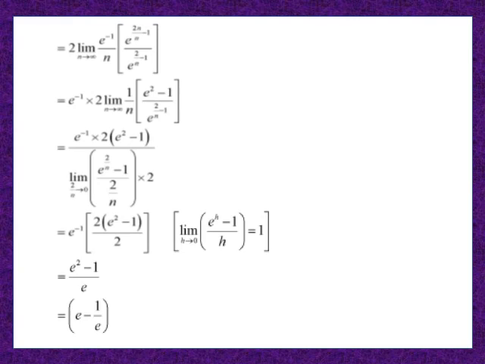Clear? And since n tends to infinity, so 1 upon n equals to what? 0. So putting that, we are getting e power -1 into 2 into e square minus 1 upon 2, and limit h tends to 0 of e power h minus 1 upon h equals 1. So we are getting e square minus 1 upon e. So its simplification gives e minus 1 upon e. Clear? So pause and note down the solution.